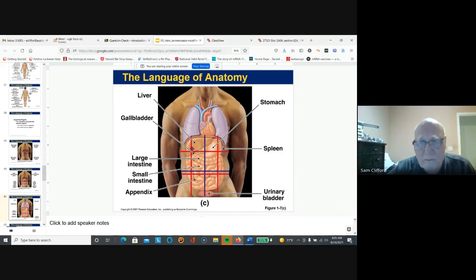If you look at the map of the regions, you can see that here's the stomach and the epigastric, here's the large intestines, here's the abdominal cavity, here's the pelvic cavity. Together, that's the abdominal pelvic cavity. So make sure you have an idea where the liver is, the stomach, the spleen, the large intestine, the small intestine, and so on.